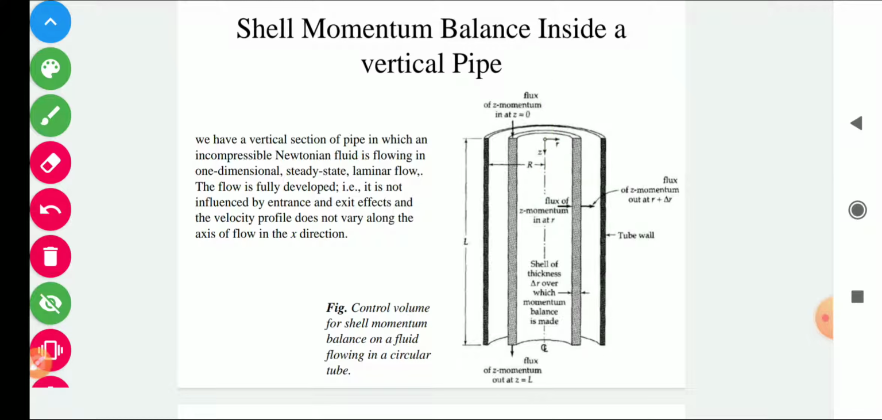Now, again, there are three forces acting on the fluid. One is the convective force due to bulk movement of the fluid in this direction. Second one is the diffusive force, which is acting in this horizontal direction due to diffusion of the molecules. And the third one is the gravity force, which is again in the downward direction.